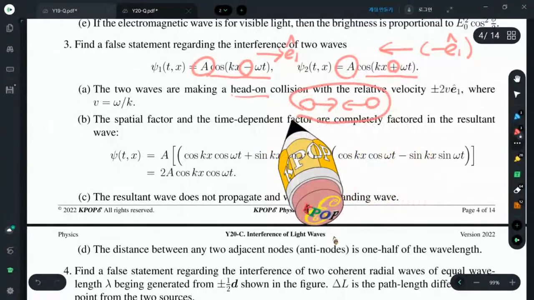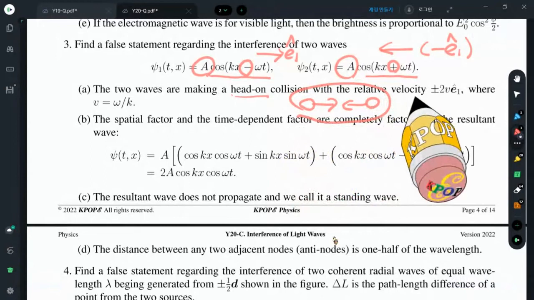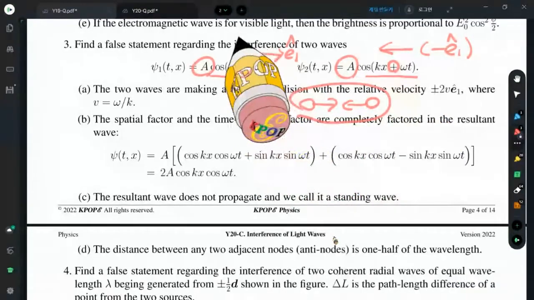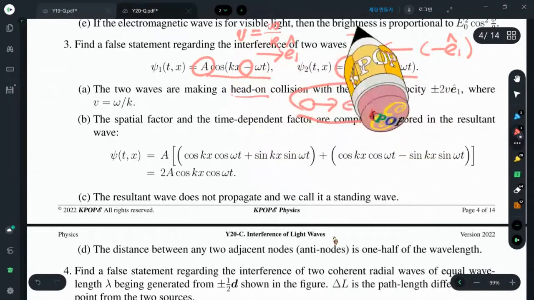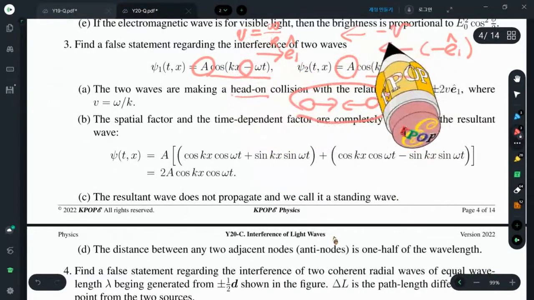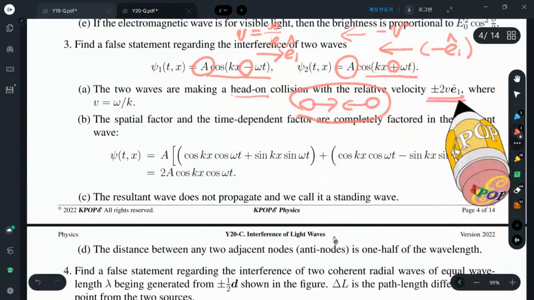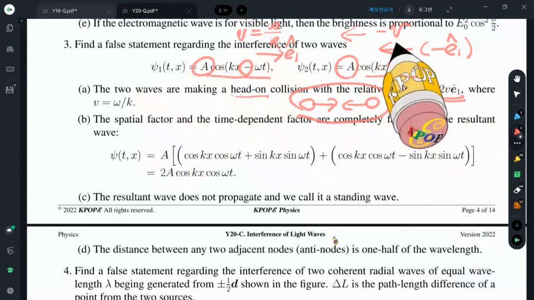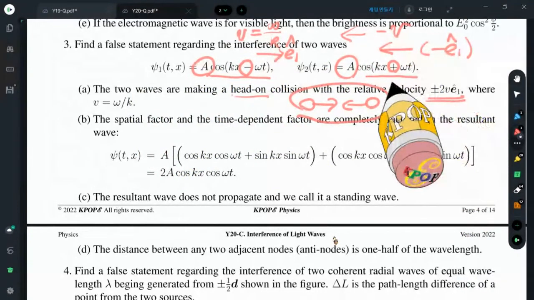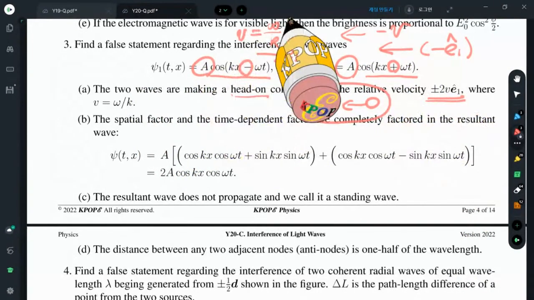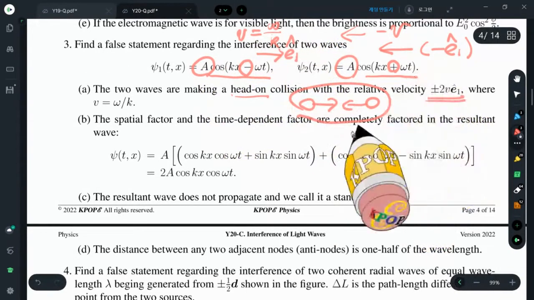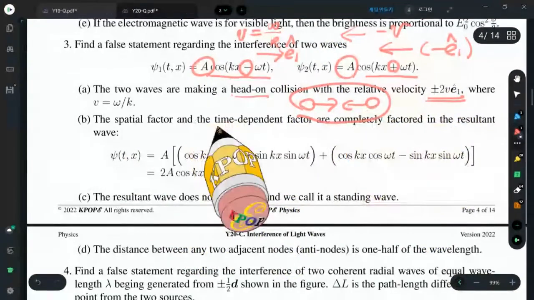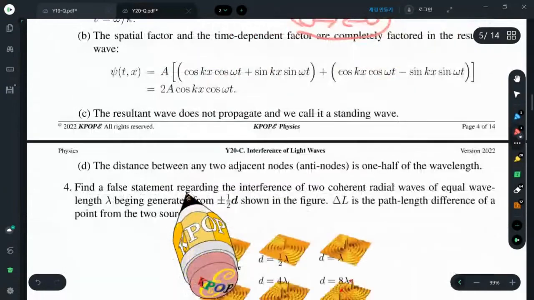So head-on collision is this situation. One has a velocity v that is omega over k, and the other has a velocity minus v. So the relative velocity is 2 times v. If it is seen from 1, it is minus 2v. If it is seen from 2, its relative velocity is 2v. The sign depends on who is observing the situation.